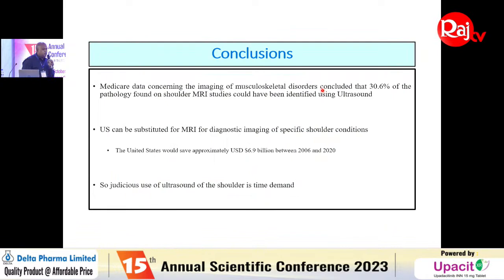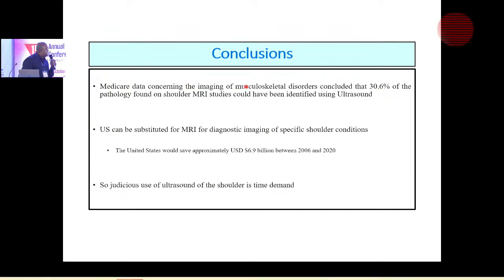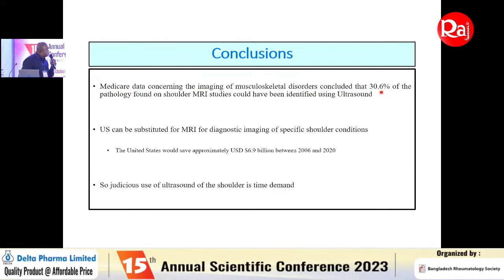Lastly, I want to share some information that in the USA, Medicare data concerning imaging of musculoskeletal disorders concluded that 30.6% of the pathology found on shoulder MRI studies could have been identified using ultrasound. So if we can do ultrasound in properly indicated cases, we can save money. They showed that in the United States, from 2006 to 2020, it cost around $6.9 billion for imaging using MRI. So if we can use ultrasound in place of MRI, we can save money and diagnose the case easily. Thank you for your patient hearing.